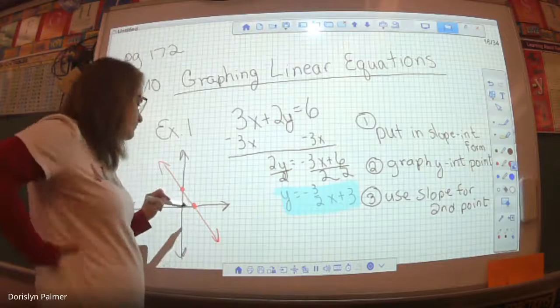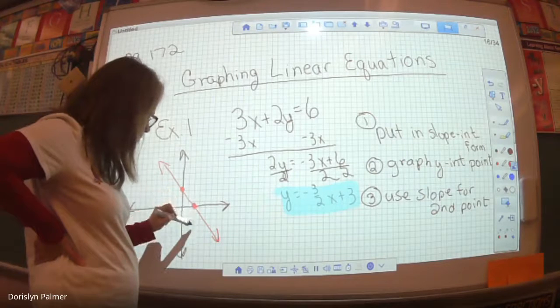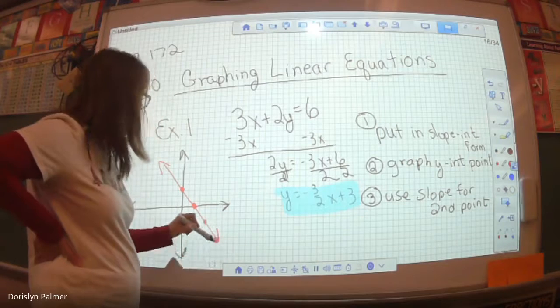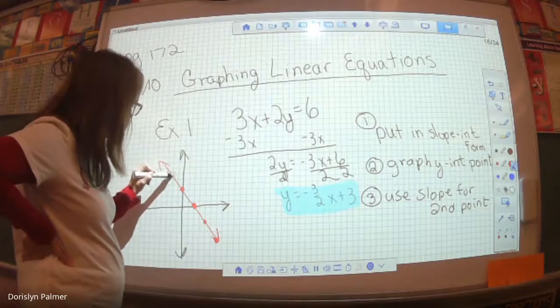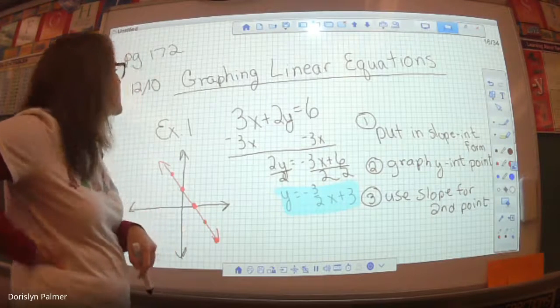And if I draw my graph correctly, every point on the line should be down 3/2, down 3/2. But I only need those 2 points to graph it.